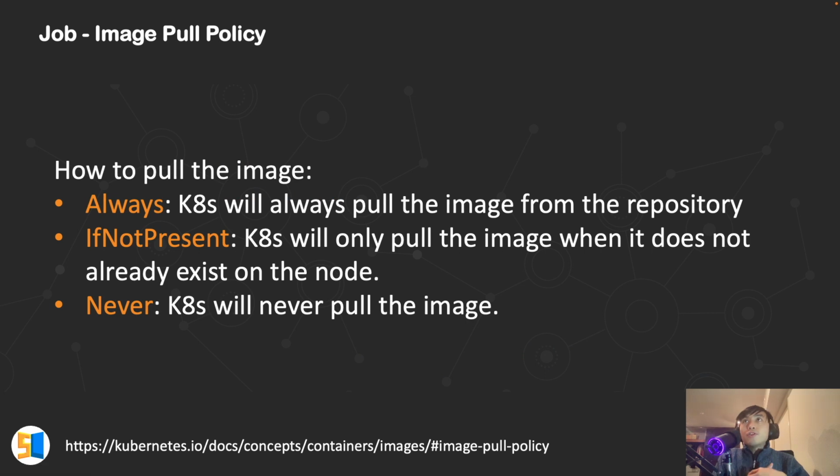So about the job imagePullPolicy, this is basically where we define how the pod pulls the image, right? So if we set the value Always, it means that Kubernetes will always pull the image from the repository. If we set IfNotPresent, it means that Kubernetes will only pull the image when it does not already exist on the node. The third option is Never, which is, yeah, it will never pull the image.